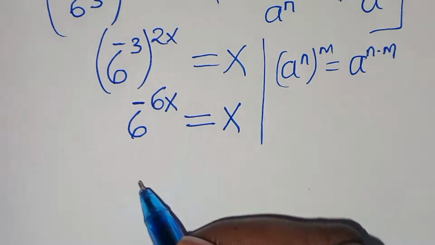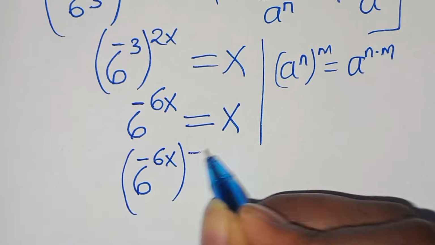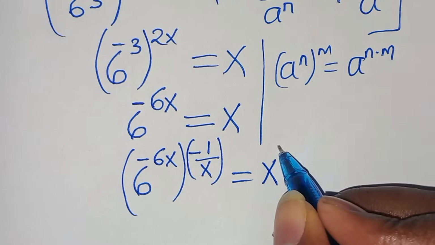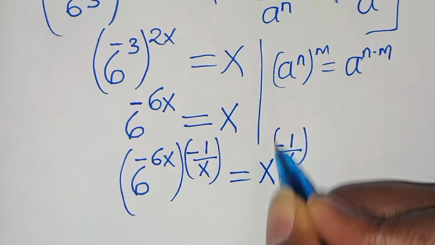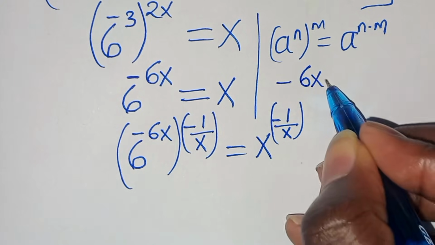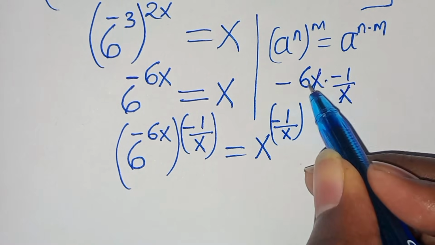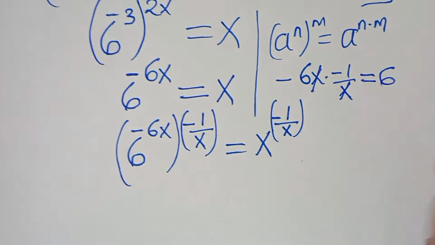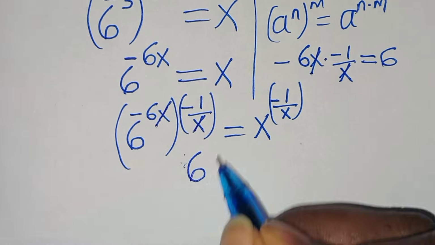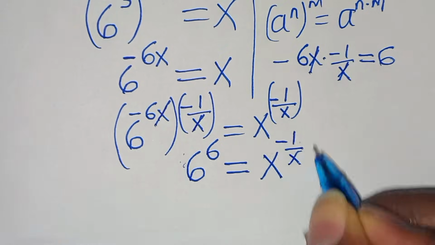Now the next step is that let's multiply both sides by minus 1 over x here. This is equal to x raised to the power of minus 1 over x. Now we have that minus 6x multiplied by minus 1 over x. This implies that x and x here will simplify, and then minus 6 times minus 1, this is equal to 6. Okay, so we simplify x and x here. Minus 6 times minus 1, this becomes 6 to the power of 6. This is equal to x to the power of minus 1 over x.